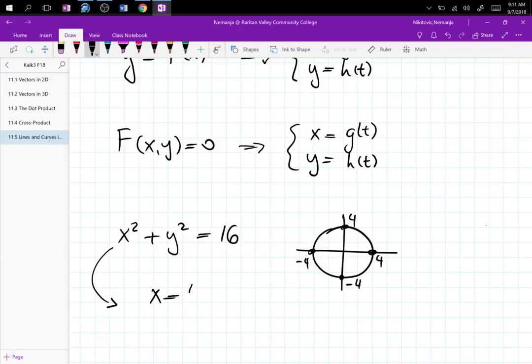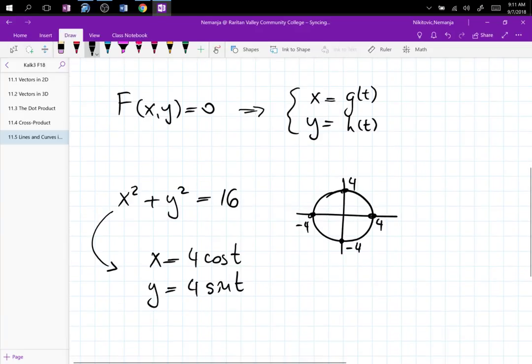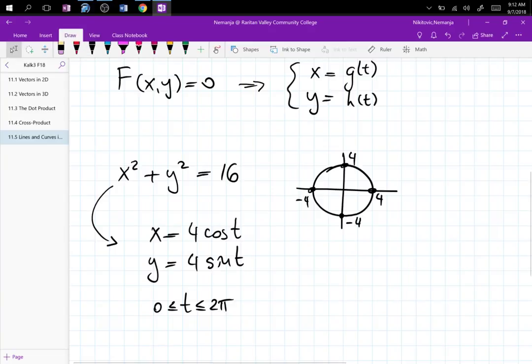And the parametrization for this is given by x equals 4 cosine t. You can also use theta. And y equals 4 sine t, where t is between 0 and 2 pi to trace the entire circle. So this is the set of parametric equations, and then your parameter t goes from 0 to 2 pi.